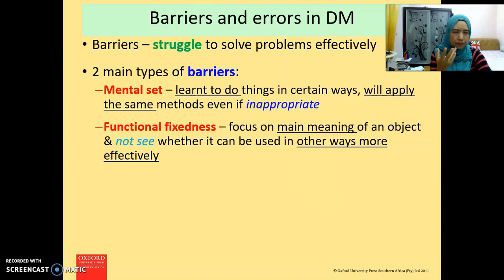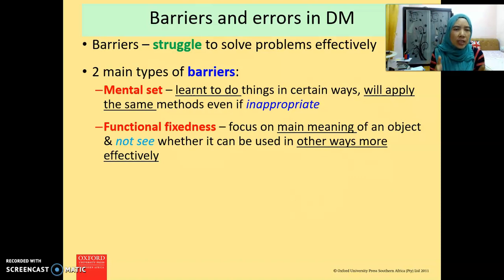Even if it is not appropriate. Functional fixedness is referring to focusing on the main meaning of the object and not seeing whether it can be used in other ways more effectively. Functional fixedness is the opposite of thinking out of the box. It is thinking strictly within the box. We want to come up with solutions that are out of the box.